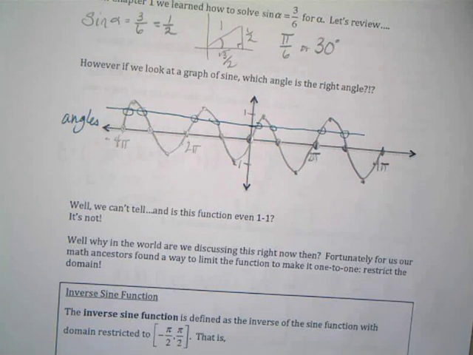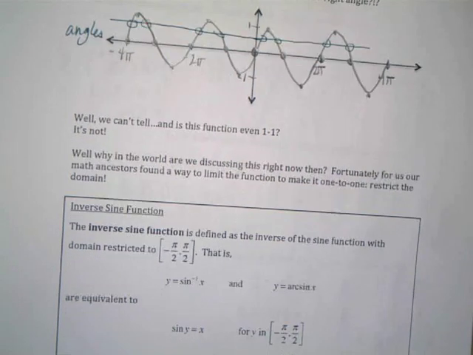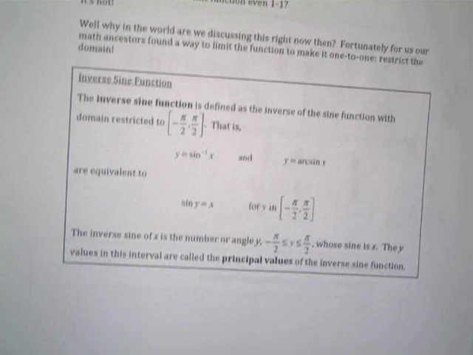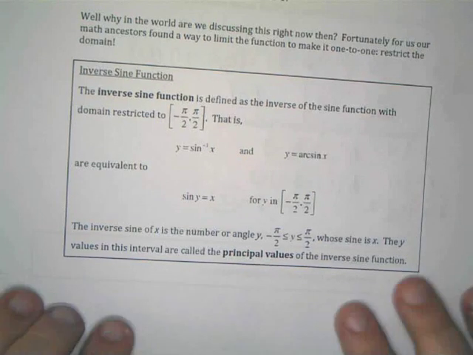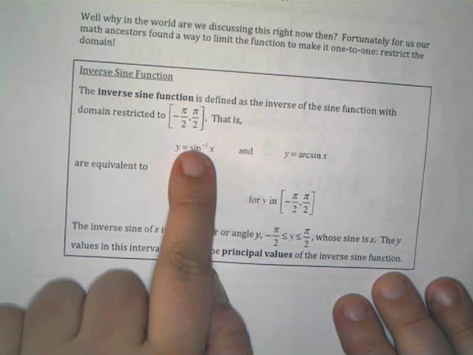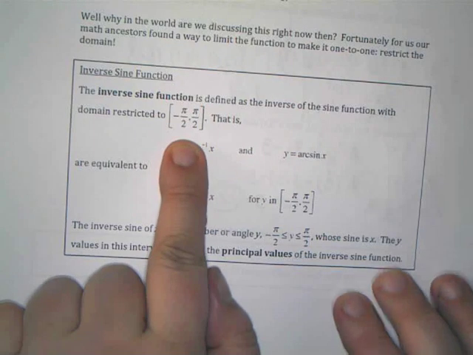Well, fortunately, some math ancestors of ours figured out how to make this work for us. They restricted the domain. Nice. I know you're really excited. Okay. So for the inverse function, what they did is they said, okay, we can't have all of it. We don't want all of it repeating. So they went from negative pi over 2 to pi over 2.